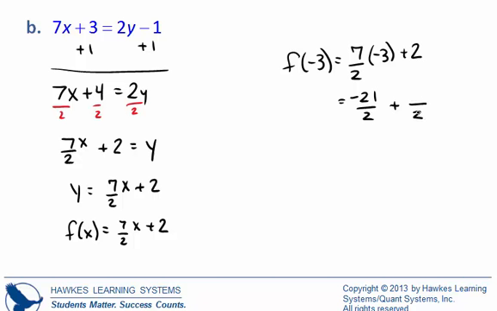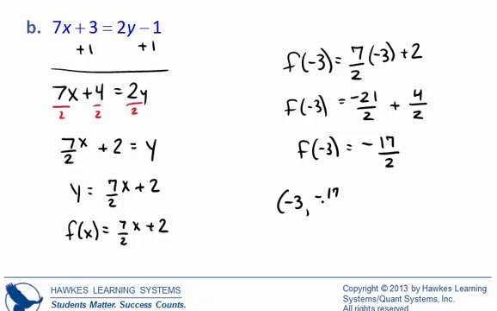So what over 2 is equal to 2? That would need to be 4. And adding our two fractions together, we're going to have negative 17 over 2. And so again, if we are graphing this equation, we would expect if the x is equal to negative 3, the y would equal negative 17 halves, and that is a point on the graph of the equation.